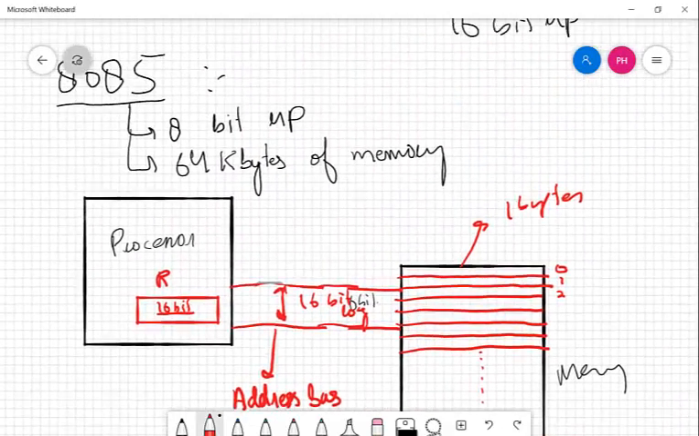That's why we say that the 8085 processor can have a maximum of 64 kilobytes of memory, because its address bus is 16 bits long. And the register inside the processor, which we have not named yet but has a special name, is also 16 bits wide, so it can address a maximum of 2 raised to power 16 different memory locations, that is 64 kilobytes.